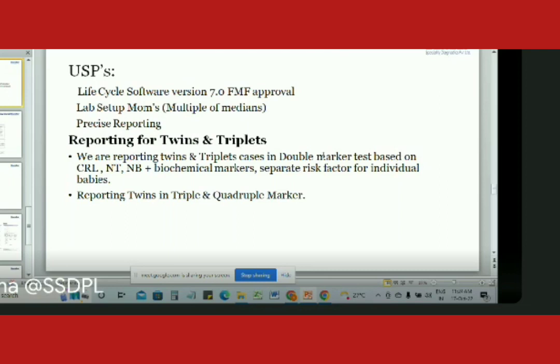Anyway, we will report even twins and triplets, but only if we have these details. This is done in double marker testing based on CRL, NT, NB, and biochemical markers. But we report separately for each fetus. Twin is two fetuses, right? So we report fetus 1 with one risk and fetus 2 with another risk. Individual fetus risk is given in the report.